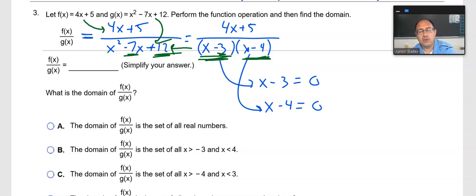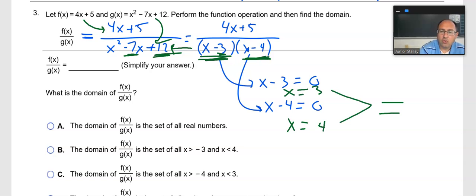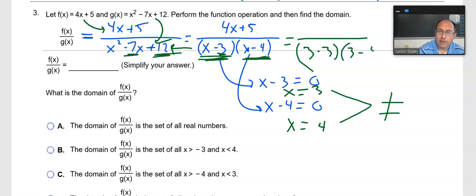Set each factor equal to 0 and solve. Okay, so the first one would be x equals 3. The second one will be x equals 4. Those two numbers we cannot use because they would cause 0 in the bottom. If you don't believe me, just think about it. If I put 3 minus 3 and 3 minus 4 on the bottom, look, right here, that becomes a 0, and 0 times anything turns it into 0, and that's a problem in the denominator.